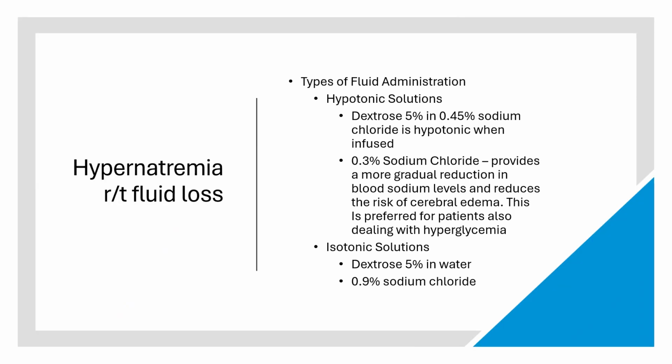So hypernatremia related to fluid loss. This means that for some reason I'm losing straight fluid. I need to do something in order to fix my sodium balance. The types of fluid that you usually use are things like your hypotonic solutions, dextrose, or that 0.3% sodium chloride, which basically provides a more gradual reduction in blood sodium levels and reduces the risk of cerebral edema and is preferred for patients also dealing with hyperglycemia. And then you can also give them isotonic solutions. So for hypernatremia, I'm thinking of more hypotonic and isotonic solutions.